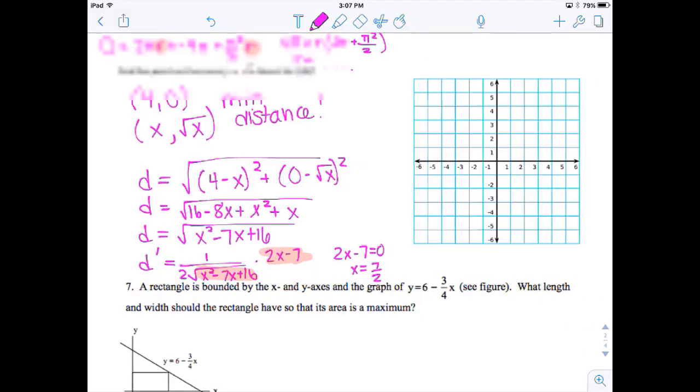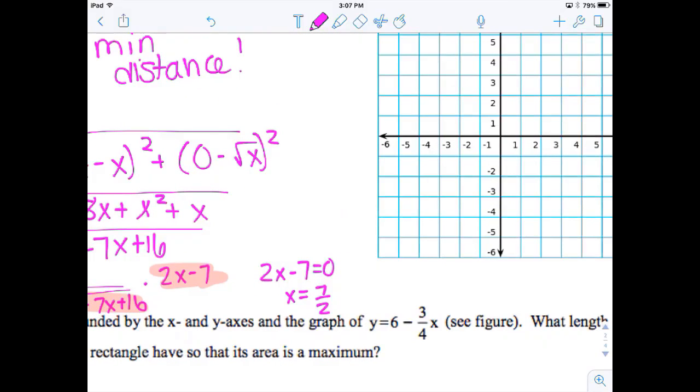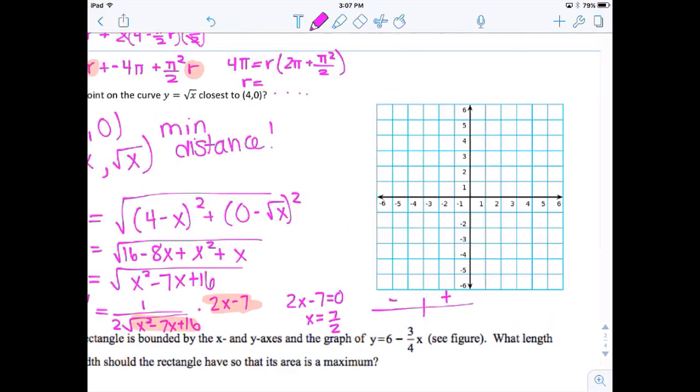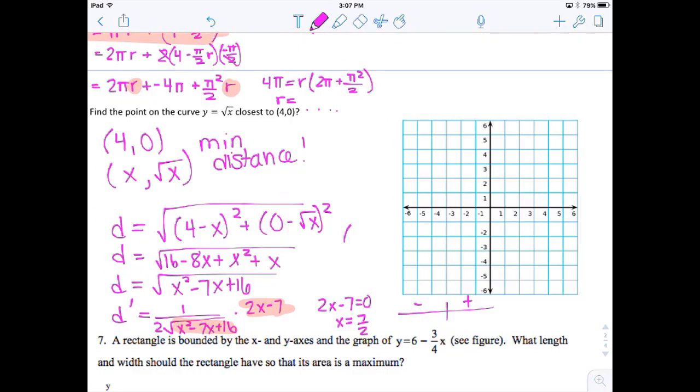Now, it's a point. So first of all, you'd want to check that that's really a minimum, that it goes from negative to positive on the derivative. But then we would look for the actual coordinate point. So this point would be 7 over 2, and then the y value would be the square root of that.